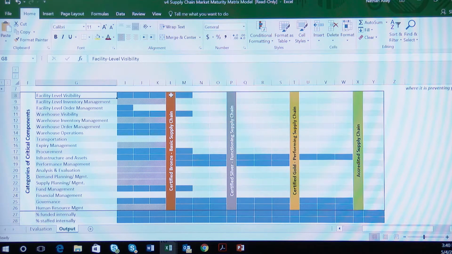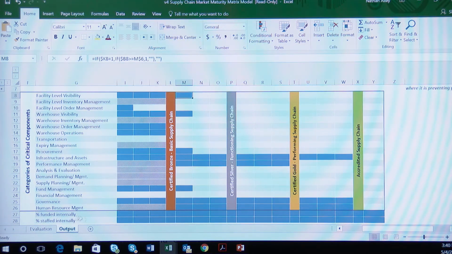We then went to silver, and we had yes on one question and no on the other question. So you can see here that the tool populated one cell with blue. So for facility level visibility, based on your answers, the output was that you are a bronze level supply chain and approaching silver. So for this example, for facility level visibility, since you're not silver, you would default to bronze.